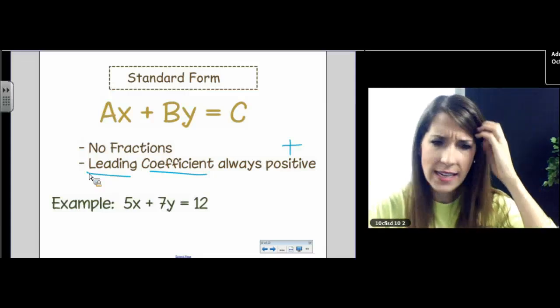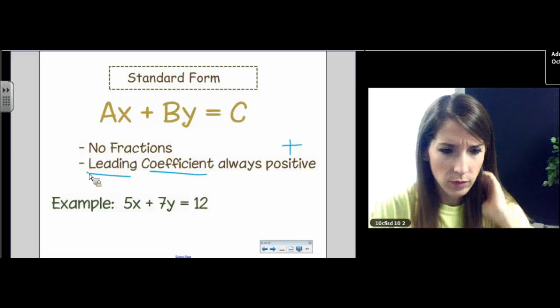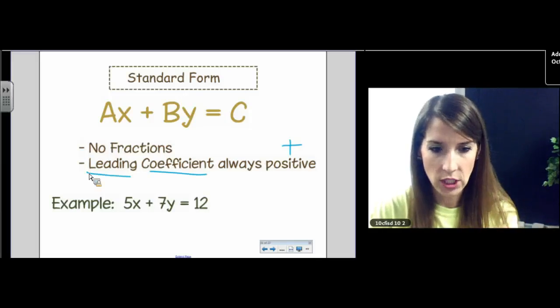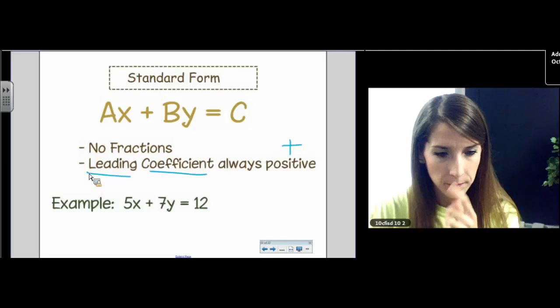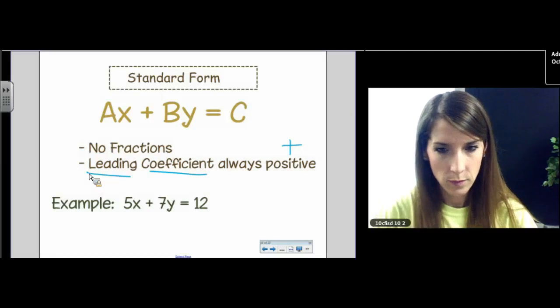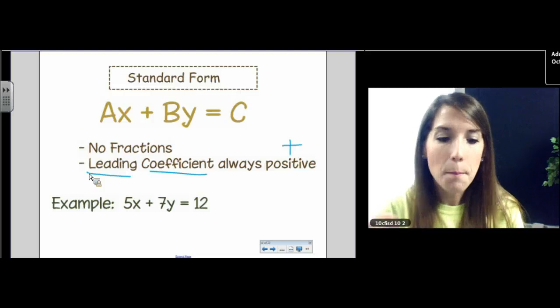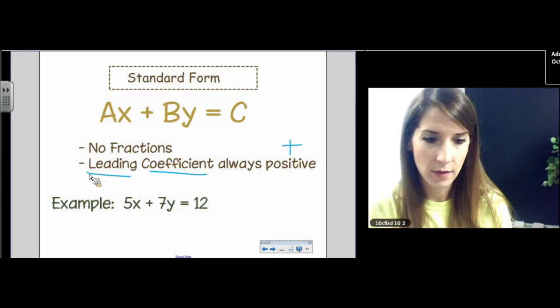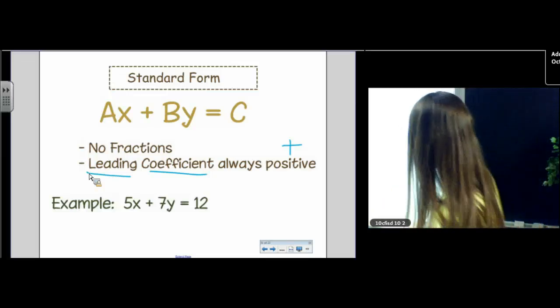No, Victor, you don't make it a decimal. It has to be an integer. A, good. A is the leading coefficient. C can be negative. B can even be negative, but A can't be negative. Okay, let's move on.